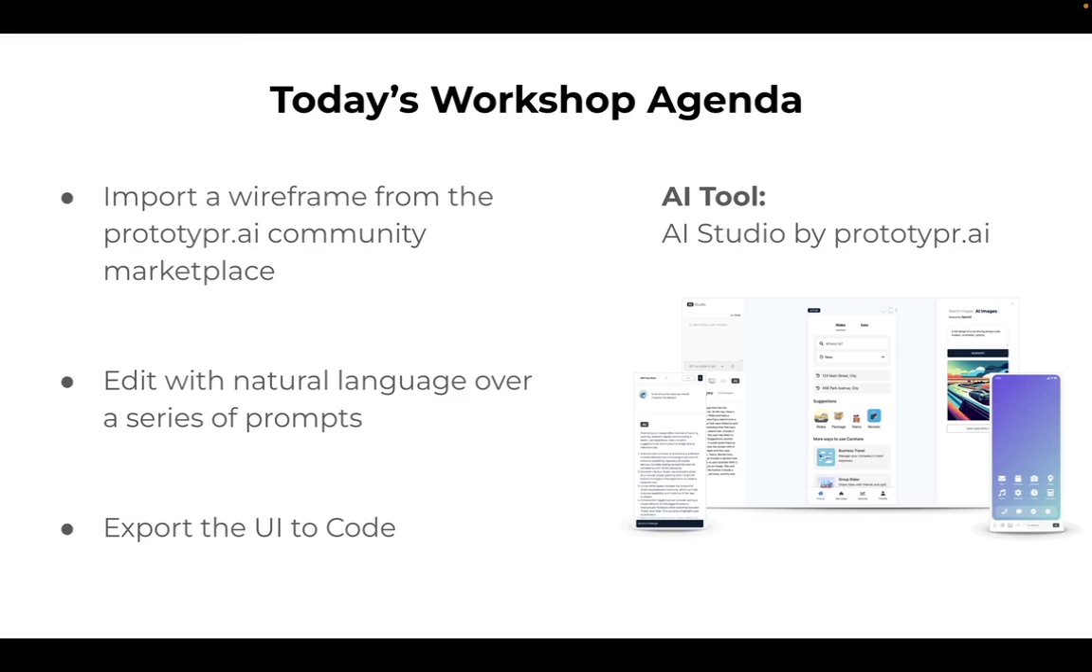So here's the full workshop agenda for today. We're going to be using AI Studio. It's available free to try on prototypr.ai. And what we're going to do is import a wireframe from the community marketplace. Then we are going to edit it over a series of prompts. And last but not least, we'll export the UI to code. So let's get started.